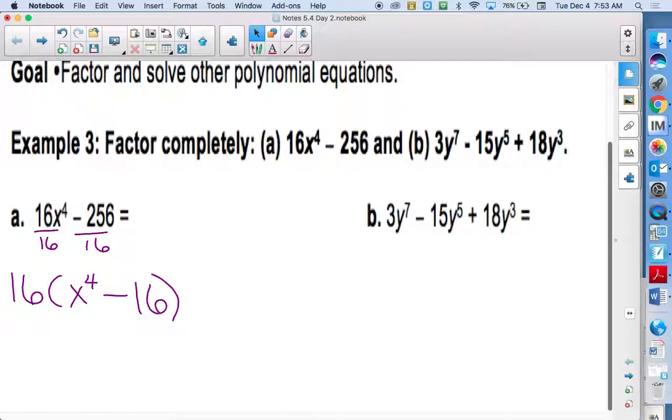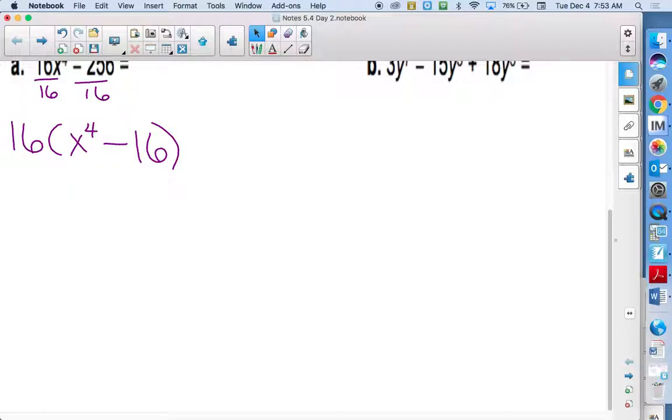The next step, we need to look at the parentheses and try and decide, is that one of the patterns we've used, or is it a type of factoring that we've used to break it down any further? Does anybody have an idea as to how to try and get x to the 4th minus 16 to factor? How about we try the square root? Yes. Okay, so let's try the square root. So both of these are perfect squares. Let's see if we can take the square root of it.